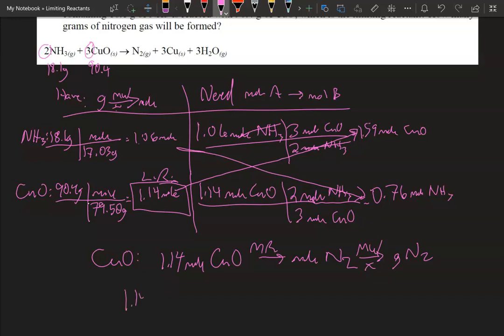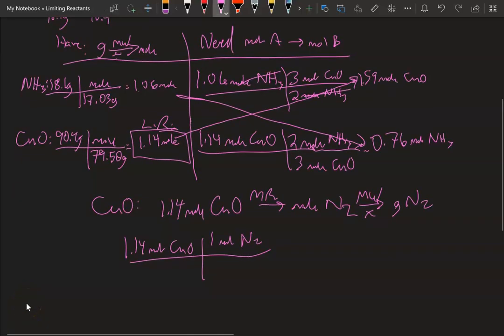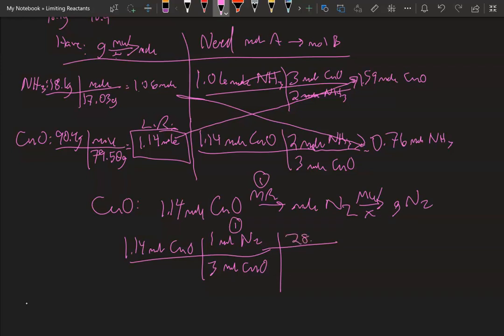So you've got 1.14 moles of CuO. We're going to use the ratio here, which is 1 to 3. So it's 1 mole of nitrogen for every 3 moles of CuO. That's the first part. The second part uses the molar mass of nitrogen, which is 28.02 grams per mole. Again, it's nitrogen, so it's 14.01 times 2.